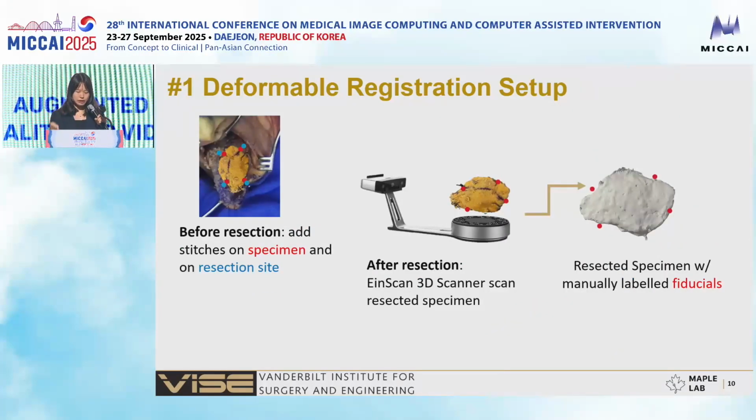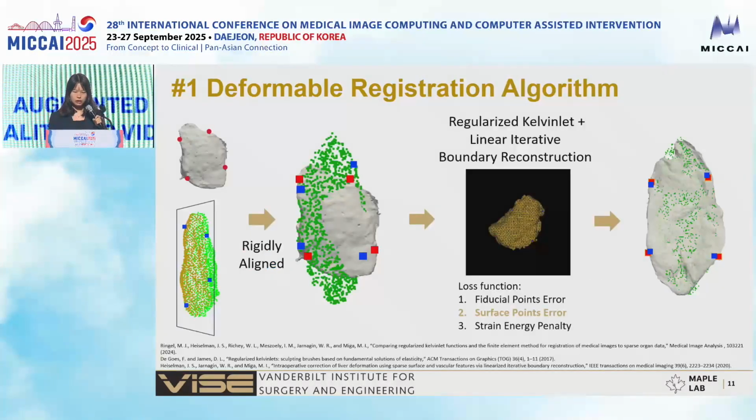For the resected specimen, we use a 3D scanner to obtain its 3D mesh, and also we manually label the stitches on the specimen, as shown by the red points here. We would first rigidly register the 3D mesh of the resected specimen and the target point cloud together using the fiducial points I just mentioned. Then we apply a regularized Kelvinlet-based deformable registration method to reconstruct the specimen model.